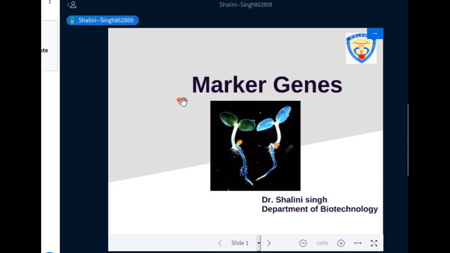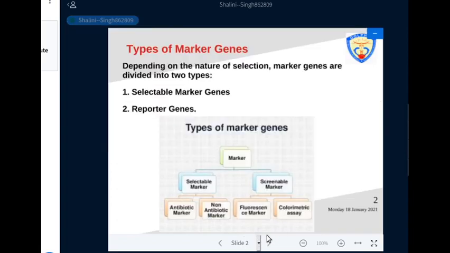Topic for today is marker gene. As we know, plant transformation is a low frequency event in many cases, so for the selection or screening of transformed cells from non-transformed ones, we need these marker genes. Marker genes help us in the selection of transformed cells, which can then further be regenerated, grown into plants, and then used for different procedures.